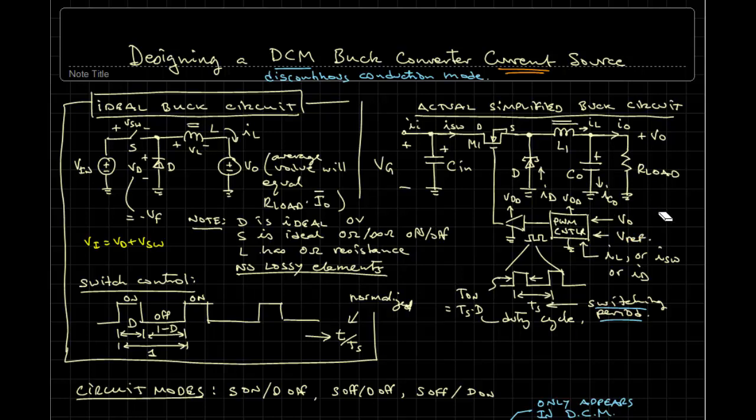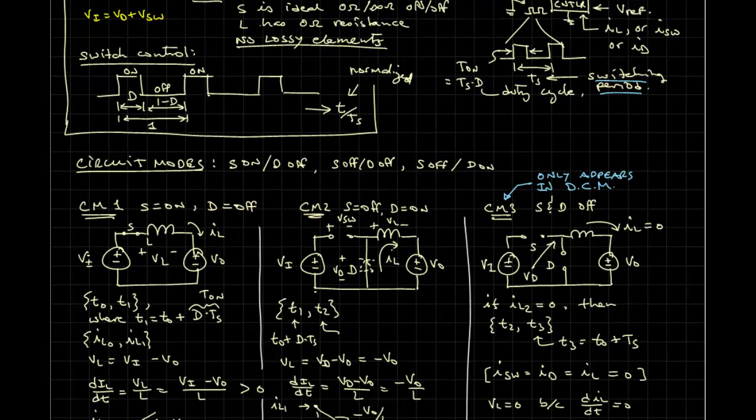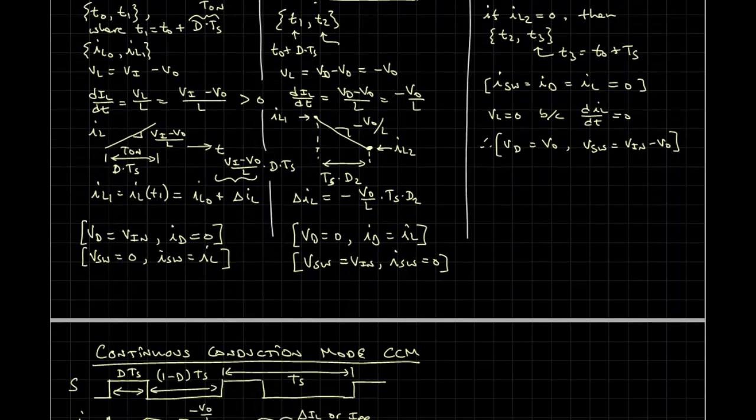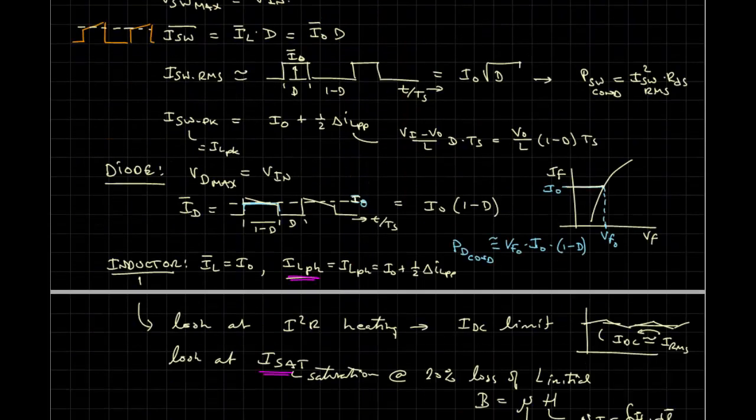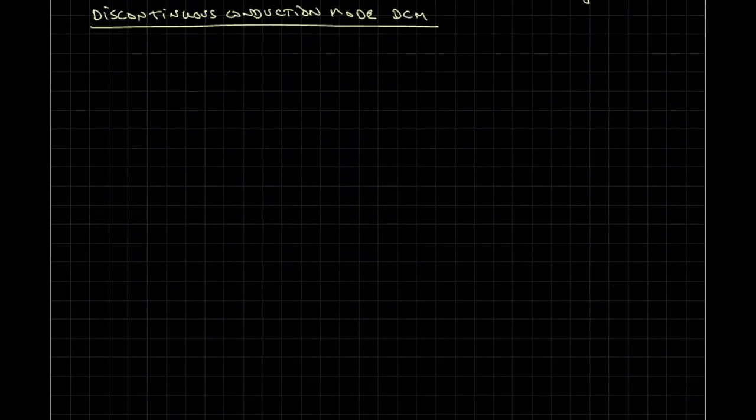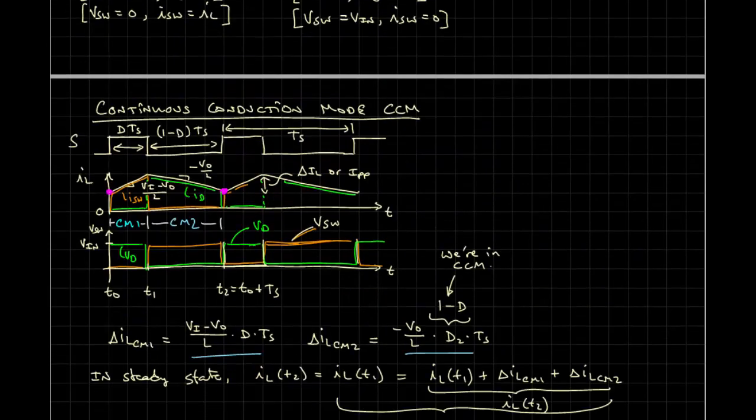But in our application, the one that's leading me to do this video, we need a converter to provide a constant current to a load. And I'm going to propose using the discontinuous conduction mode, because it is a very simple way to produce a constant current. Okay, so in the discontinuous conduction mode, maybe I can copy some waveforms here.